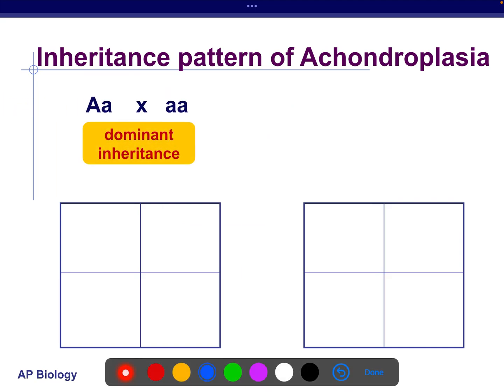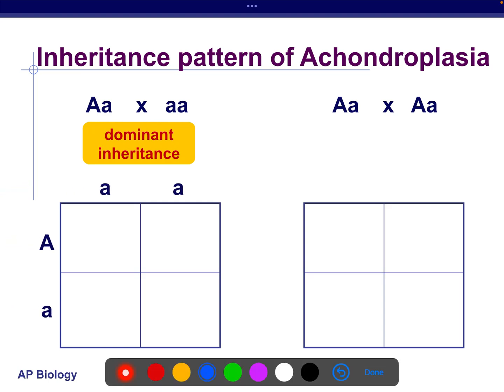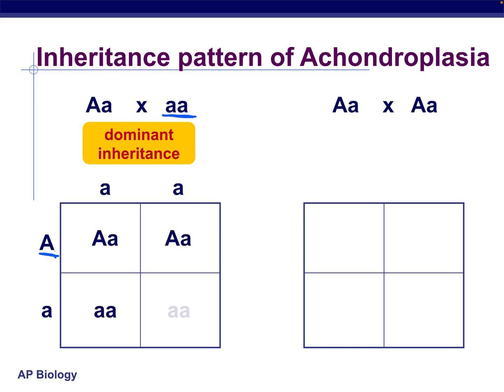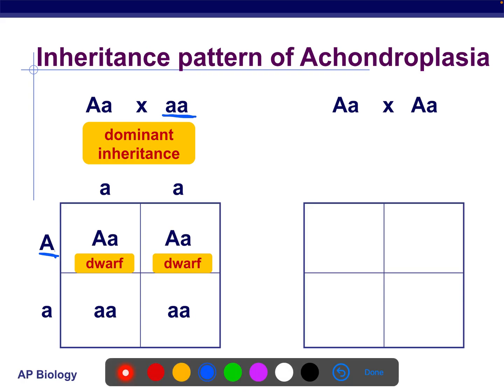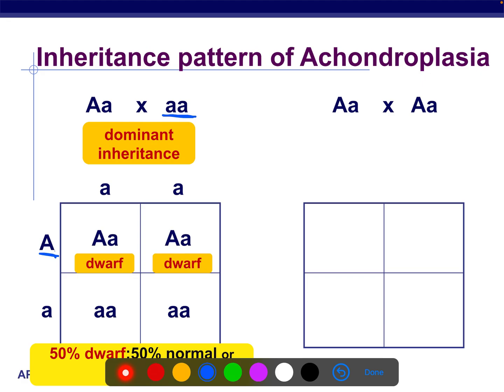And so achondroplasia is inherited dominantly. If you have a parent who is a dwarf, denoted by this capital A, and a normal height parent, little a, and you cross those two individuals, you would get offspring, two that are dwarf and two that are normal height. So 50% dwarf, 50% normal.